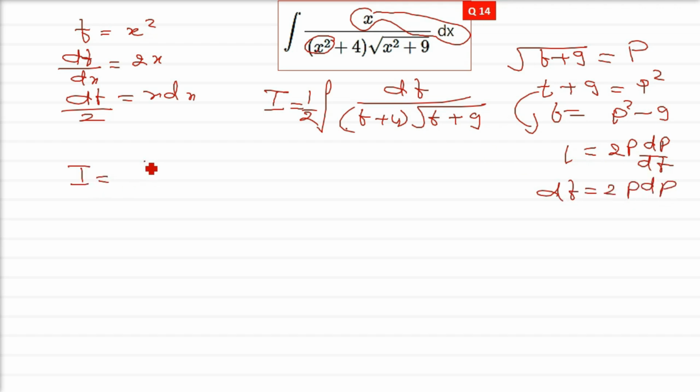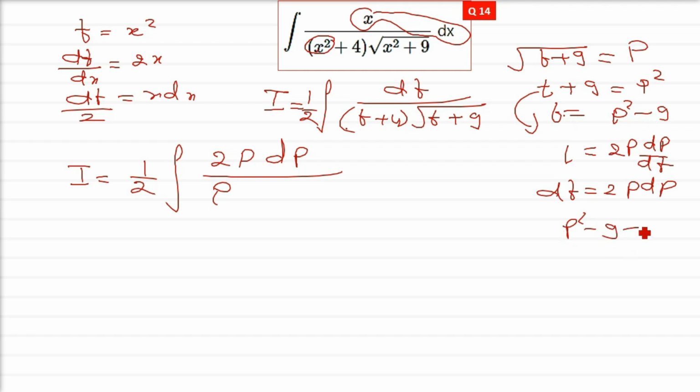So this integration will become 1 by 2, integration of dt will become 2p dp. This whole under root t plus 9 was taken as p. t plus 4, I told you t is p square minus 9. Just add a 4 so that you get t plus 4. So p square minus 5 will come. We don't want to write this negative 5, we'll write it as under root 5 whole square. So p into p square minus root 5 whole square will come.